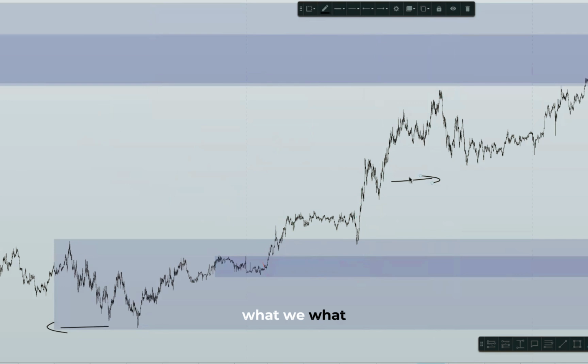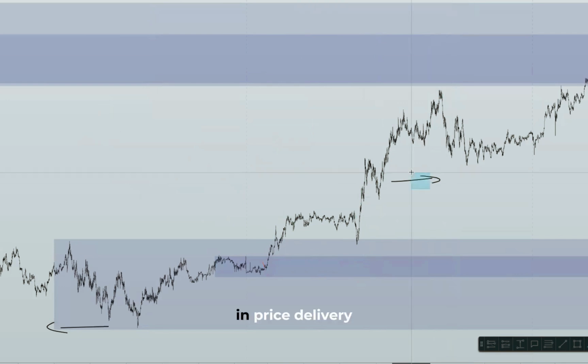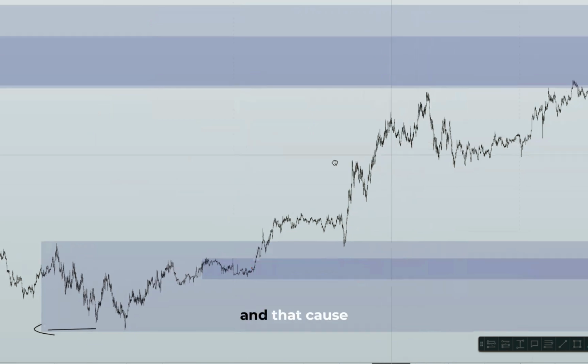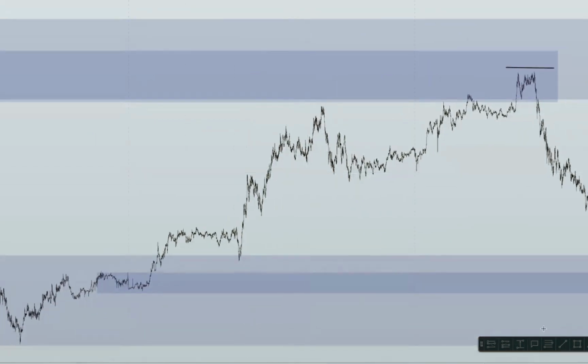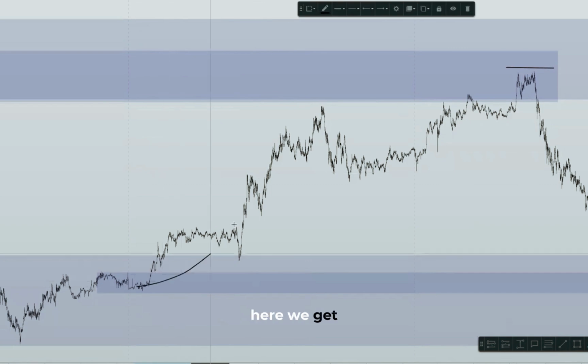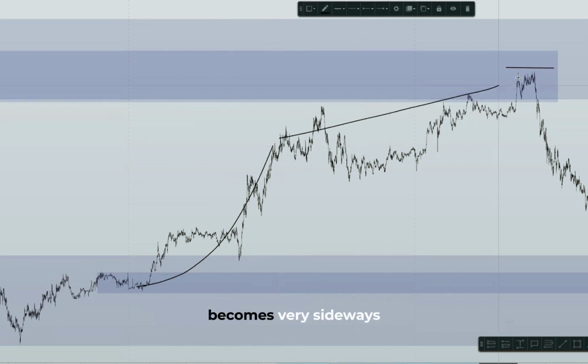And this is what we want to try and recognize in price delivery all the time. So here we're seeing that cause being built and that cause run for higher prices. Notice that down here we get nice strong price, but in here, notice that price becomes very sideways. What can we see happening? Liquidity being created. This gets run.